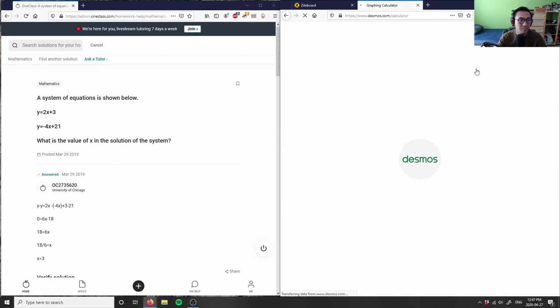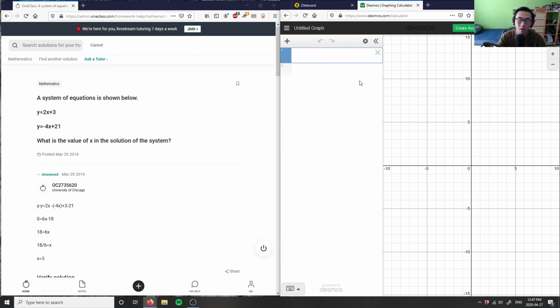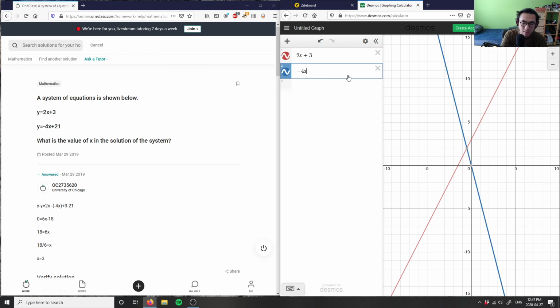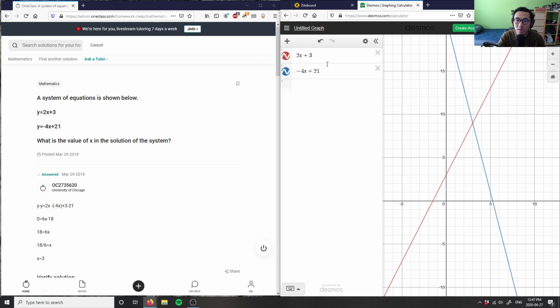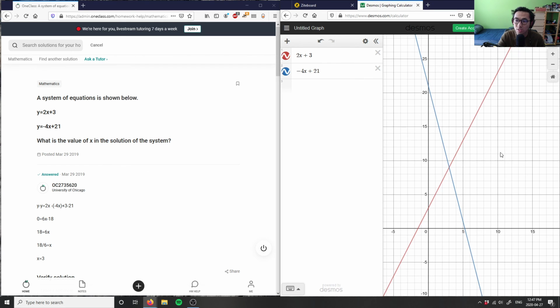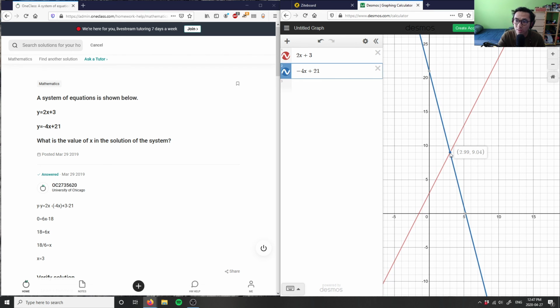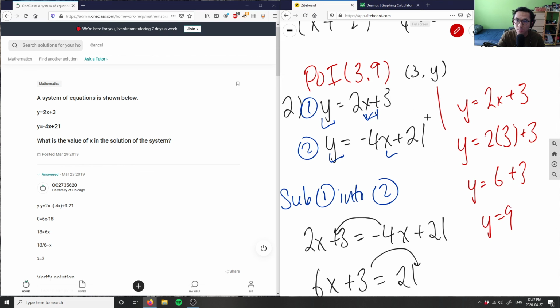When we talk about systems of equations, we are solving for the point of intersection. So this here is 2x plus 3. Again, we have a linear line like so, and we have negative 4x plus 21. As you can see here, the point of intersection when we're solving for this will be the point 3 and 9. The exact point is 3 and 9, and this is my solution, right? The point of intersection is 3 and 9.